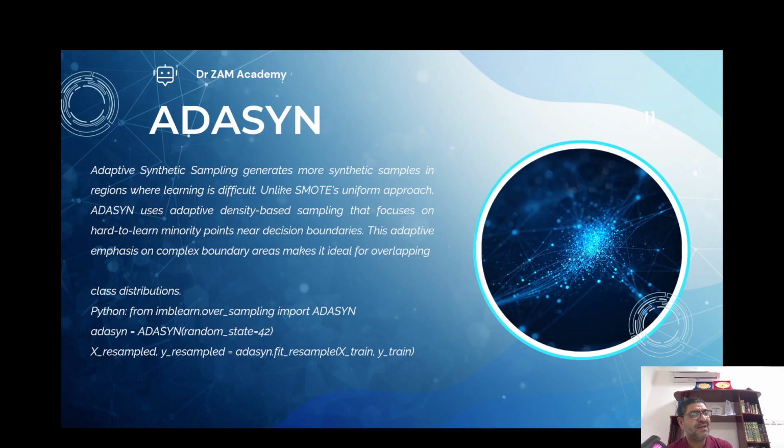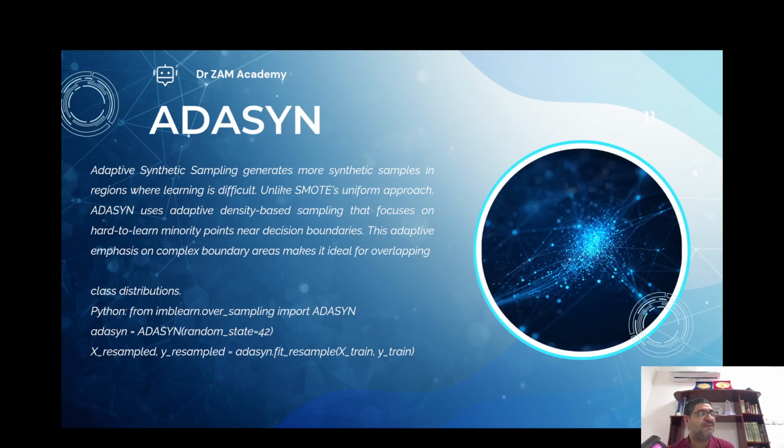Adaptive synthetic sampling uses adaptive density-based sampling that focuses on how to learn minority points near decision boundaries. So you have areas near decision boundaries where you are not able to segregate, for example, a majority class from a minority class. In certain cases, in some examples we have taken earlier, you are not able to segregate what is a fraud and what is a normal transaction. Those boundaries are what it is filling.